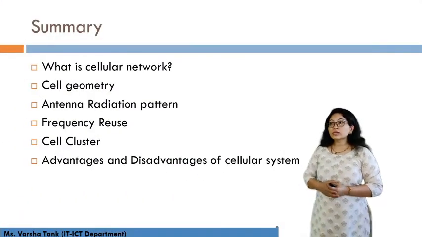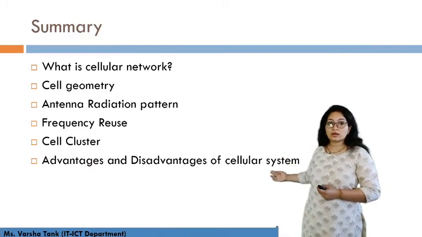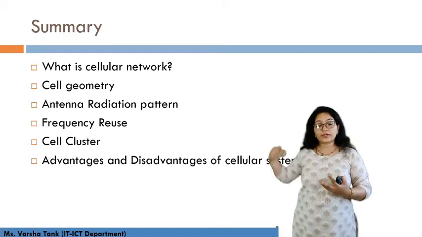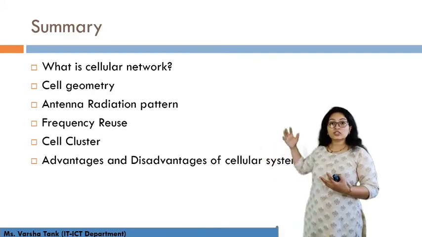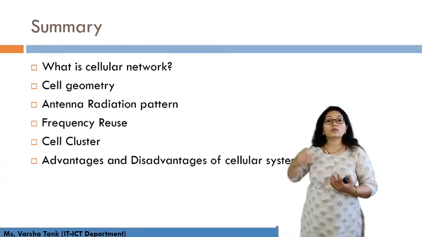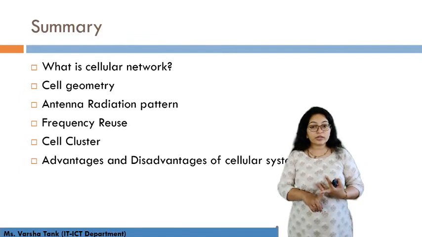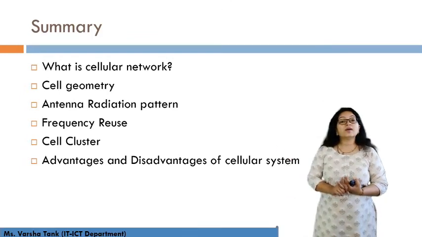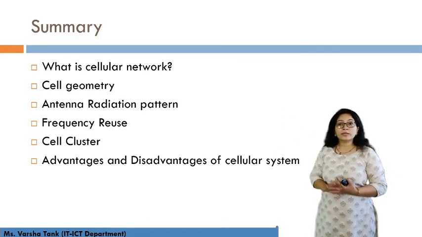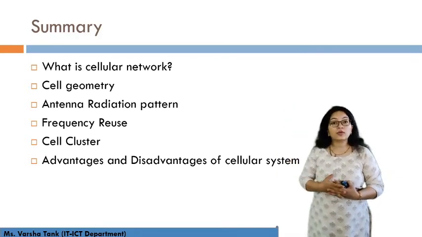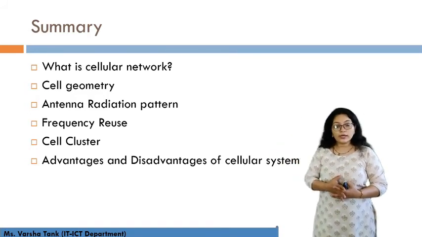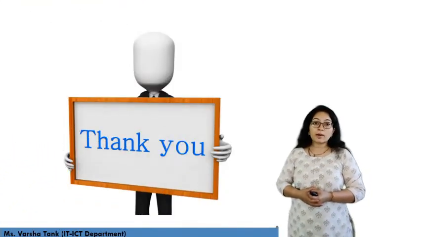So this is all about this lecture. We have covered all these topics: what is a cellular network, which we are continuing from the last lecture, then cell geometry, then antenna radiation pattern, then frequency reuse, then cell cluster, and then advantages and disadvantages of the cellular system. Okay, I have mentioned all the topics here because all the topics are related to the cellular network. So from these two lectures we have covered all these topics. Got it? Okay. So this is all about this lecture.